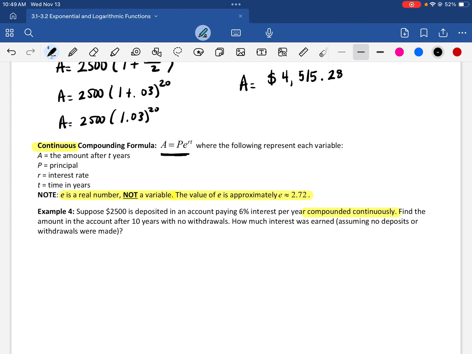So we're going to start it out the same way, kind of like we did the last one. Plug it in and see what we get. There's going to be a slight little difference to it once we get to the end. So we're still starting with $2,500. We've got E to the 0.06 times 10. 2,500 E to the 0.06 times 10, which is going to be 0.6. At that point, we should be able to plug that in the calculator.